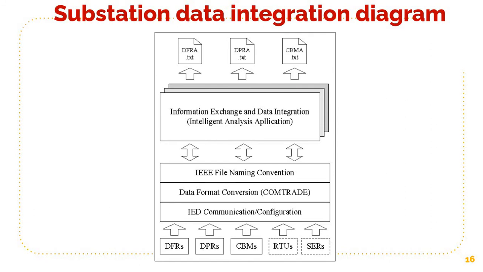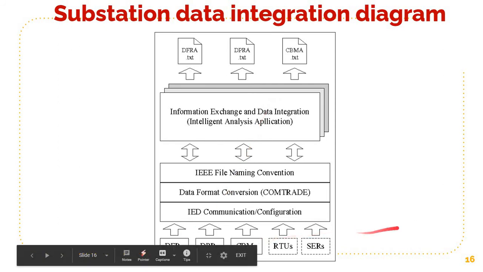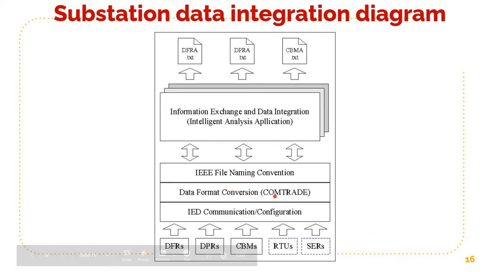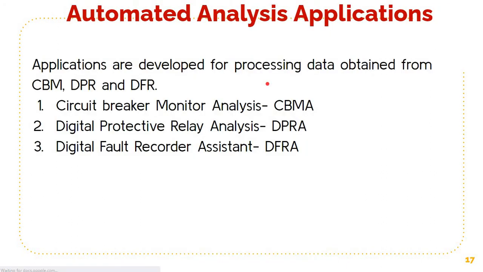This is another picture of data integration. Various signals coming from DFRs, DPRs, CBMs, RTUs and SCRs are configured and then converted into COMTRADE format, and then it is used for DFRA, DPRA and CBMA. These things we will see in the following slides. These are basically creating different types of reports.